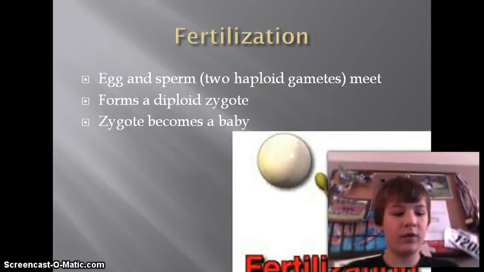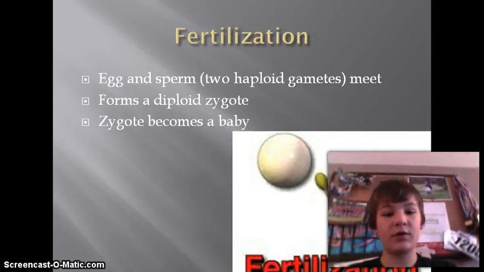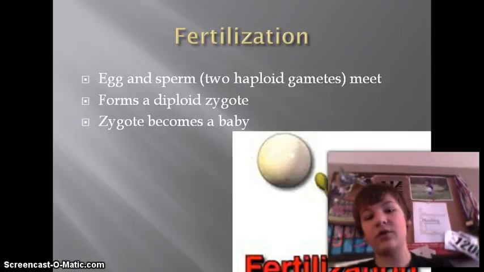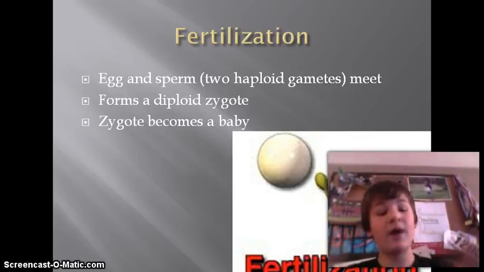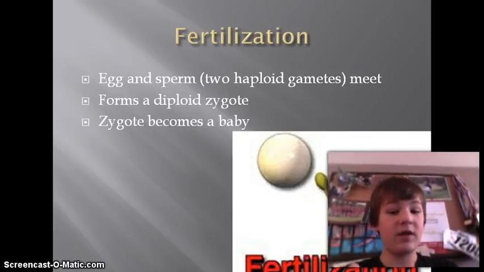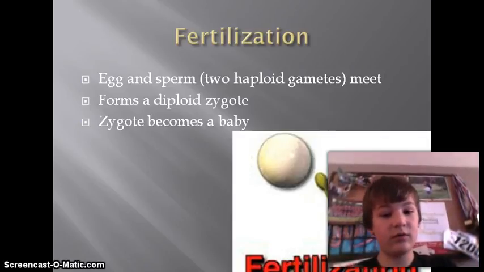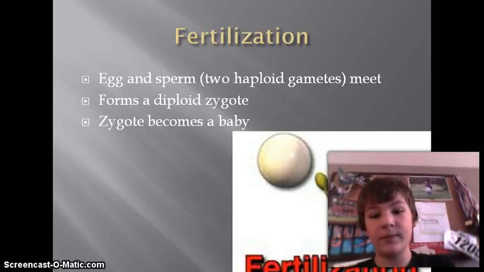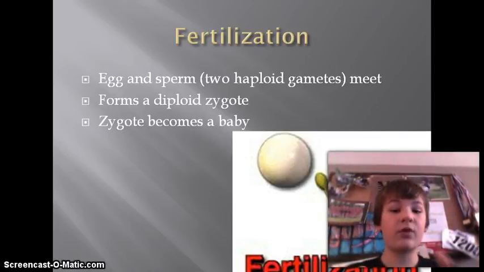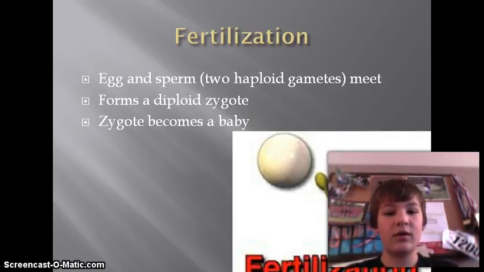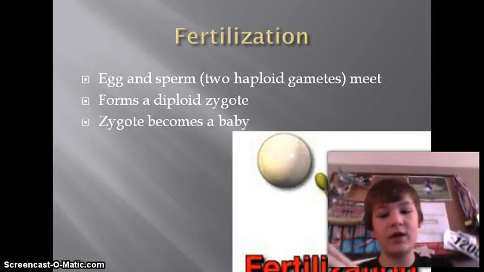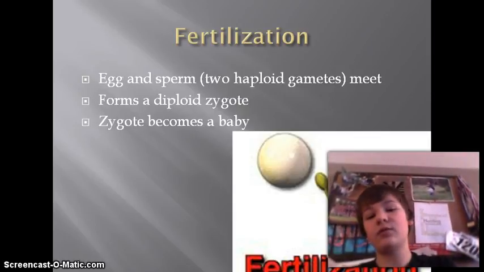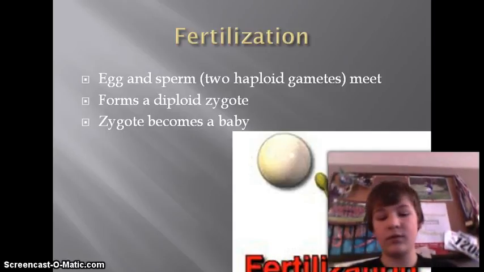Another important part is fertilization, which is when the egg and sperm, 2 haploid gametes created by meiosis, meet, and they form a diploid zygote, is what it's called. It's one cell, and that zygote pretty much becomes your baby. That's really important because that's the whole point of meiosis, to create these gametes so that they can meet and form a genetically unique cell that has the full number of chromosomes and becomes our child.